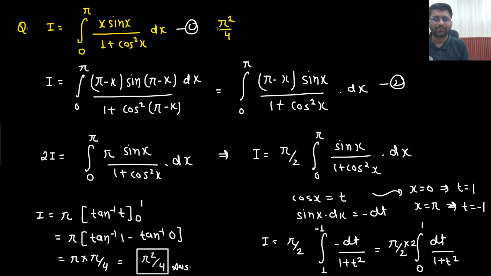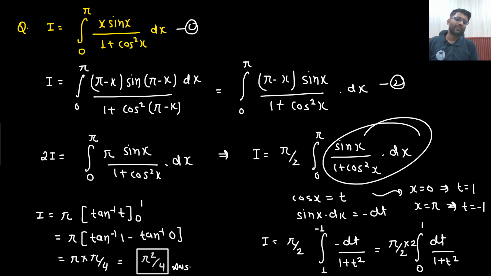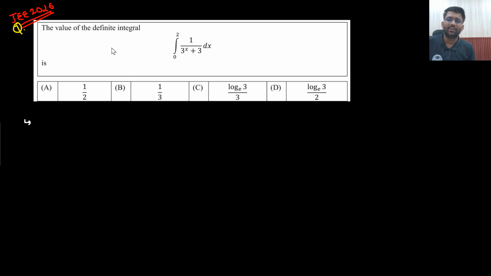Very simple question. Just keep applying King's rule, and after that you solve this integration, where you take the negative sign outside, from minus 1 to 1 it is an even function, so you take 2 outside from 0 to 1 of tan inverse t. Just put the limits, tan inverse 1 is pi by 4, and pi square by 4 is the answer. More questions we will solve. This came in JEE 2026. Try doing it on your own. You can apply King's rule, or you can assume 3 to the power x as t. Any way you can try. You should be able to solve it.